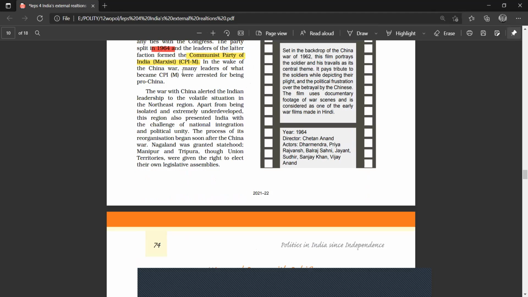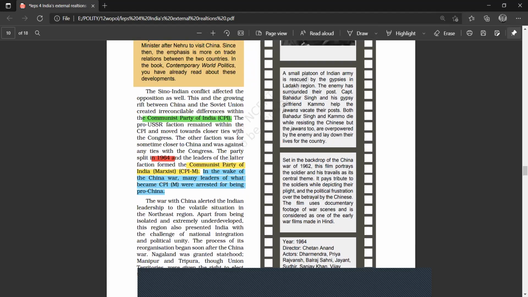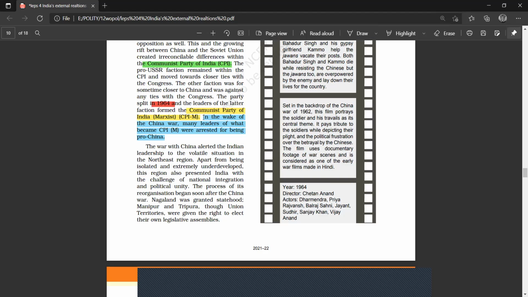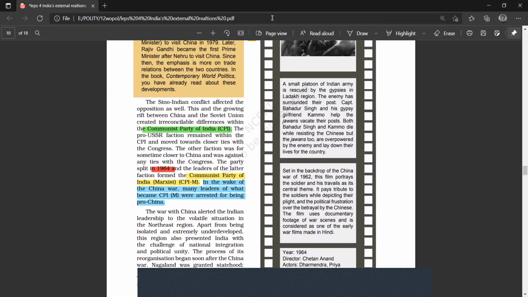In the wake of the China war, many leaders of what became the CPIM were arrested for being pro-China. This is something very disturbing to understand: why are the people of a country siding with China when we just had a war with that country? This is something you have to ponder on. So what this means is that the CPI, the national political party, broke into two factions. One remained CPI and one changed the name to CPIM, the Marxist.